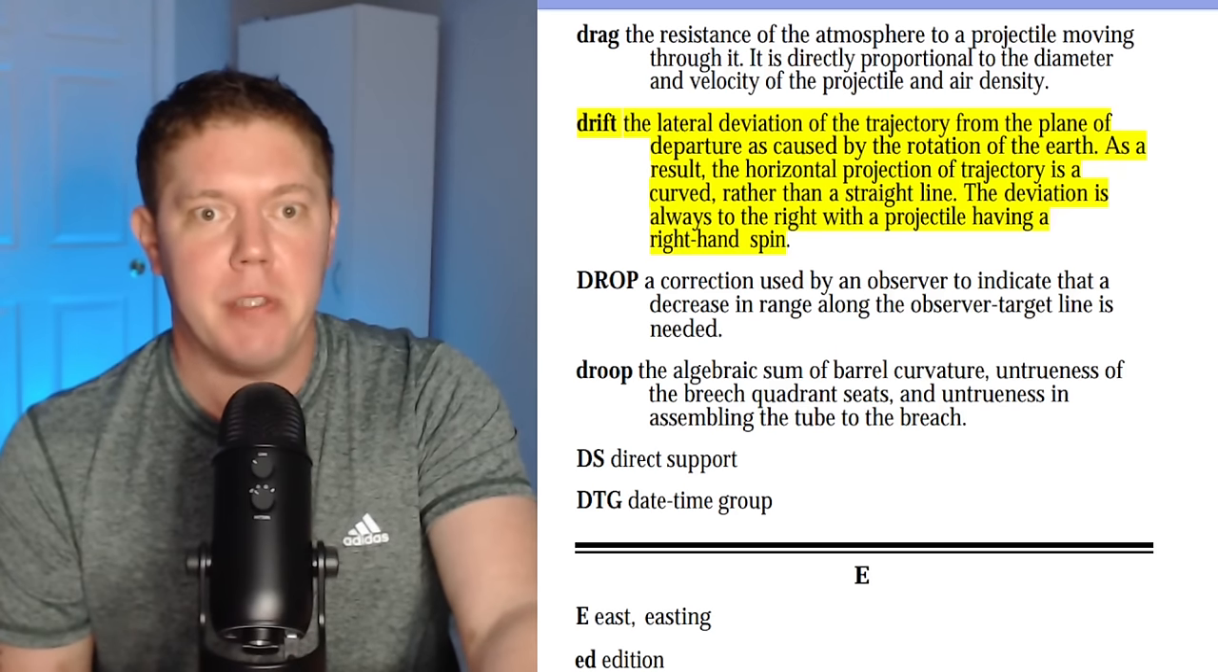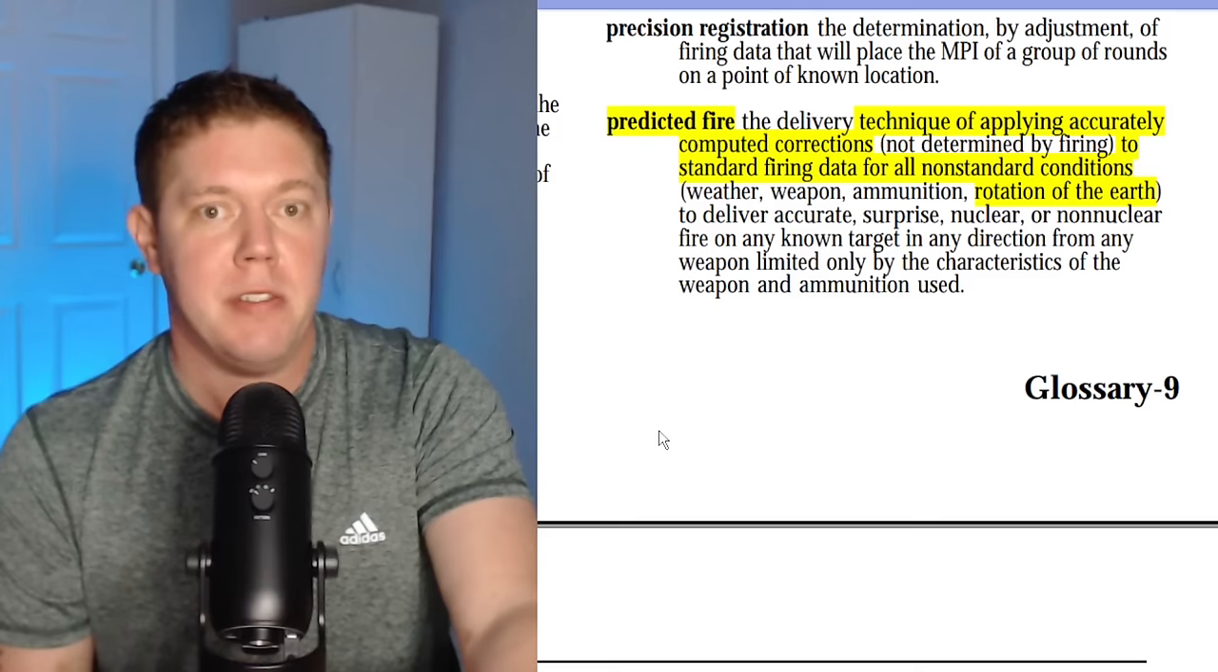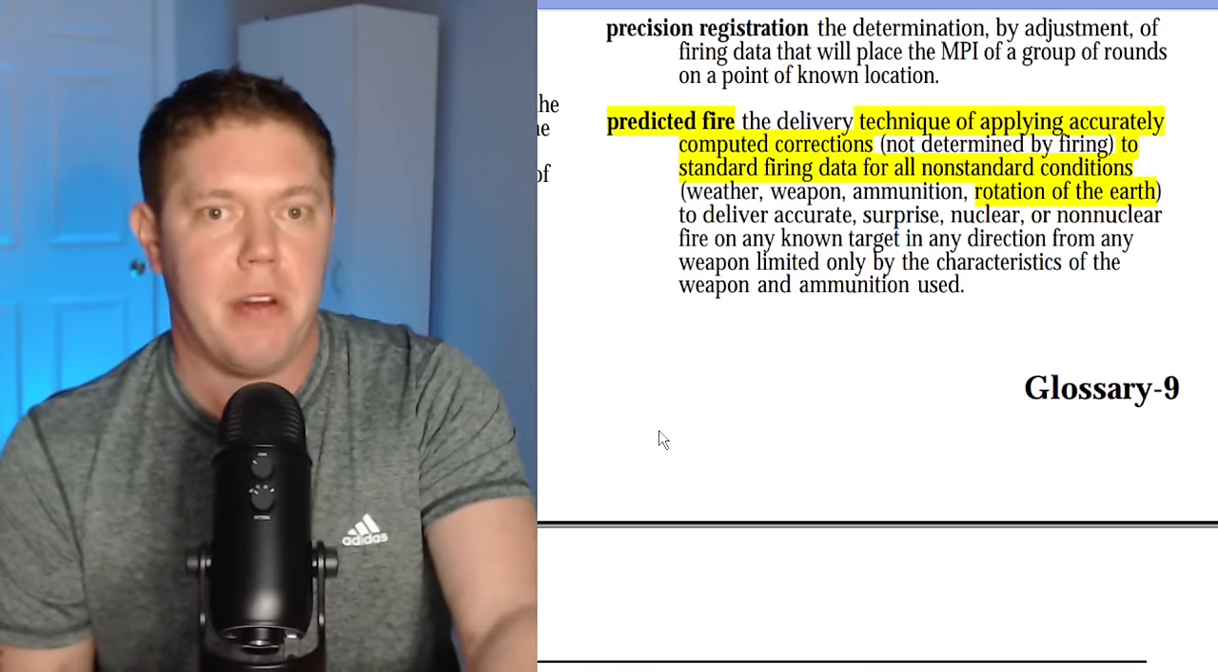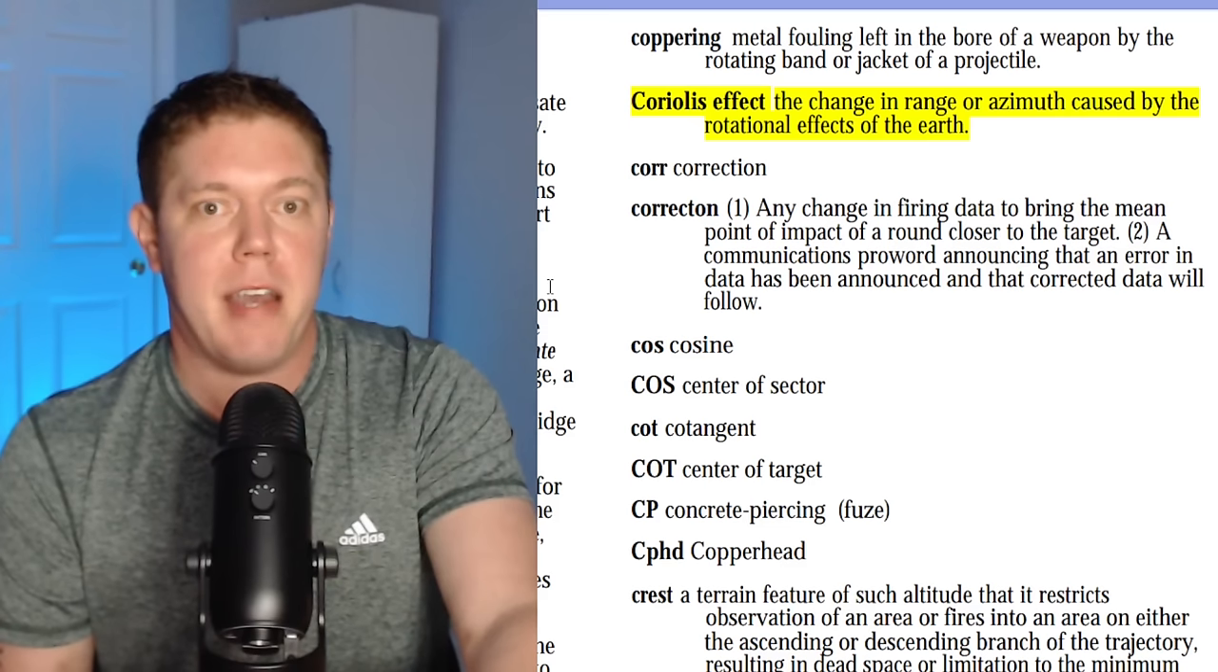All right, skipping down to the glossary now, it defines drift, which is the lateral deviation of the trajectory from the plane of departure as caused by the rotation of the Earth. As a result, the horizontal projection of trajectory is curved. A little further down, it defines predicted fire as the delivery technique of applying accurately computed corrections, not determined by firing, to standard firing data for all non-standard conditions, including weather, weapon, ammunition, and rotation of the Earth. Lastly, I had to include this one, Coriolis effect, the change in range or azimuth caused by the rotational effects of the Earth. So you misunderstand what it means by standard conditions.